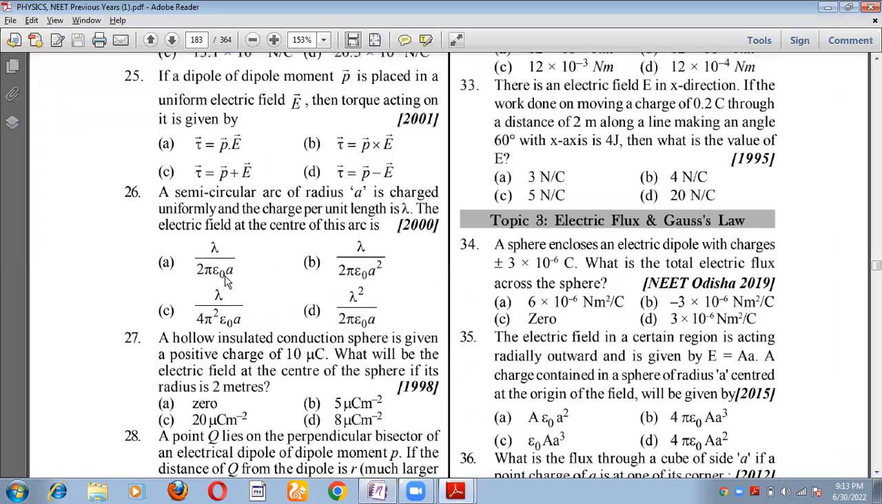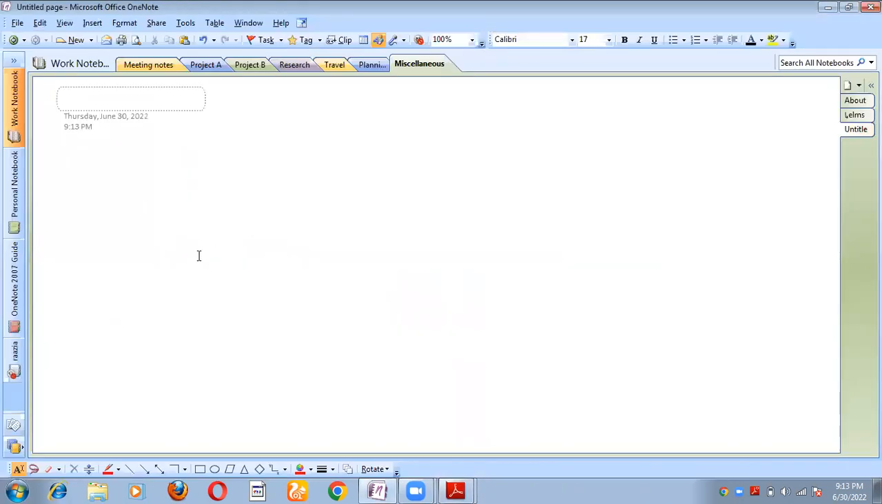If you see option B, first I will go through option B. It is lambda by 2 pi epsilon naught a square. In option B, the electric field is given as 1 by 2 pi epsilon naught lambda by a square.